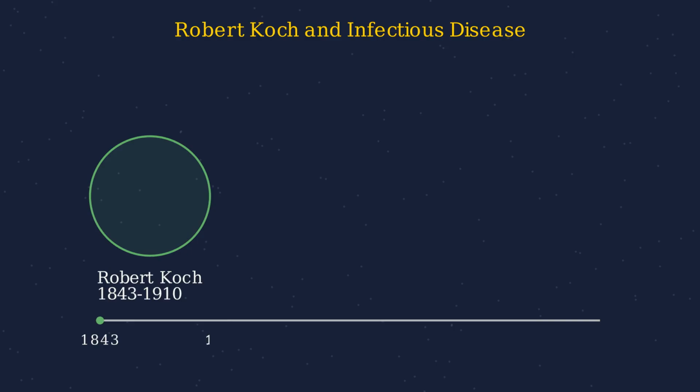Let's look at the timeline of Koch's life and major achievements. Born in 1843, Koch made his breakthrough with anthrax in 1876. Through the 1880s, he refined his methods and discovered the bacteria responsible for tuberculosis and cholera. In 1905, Koch was awarded the Nobel Prize in Physiology or Medicine for his investigations and discoveries in relation to tuberculosis. After his death in 1910, his legacy continued through his methodologies that revolutionized how we study and understand infectious diseases.